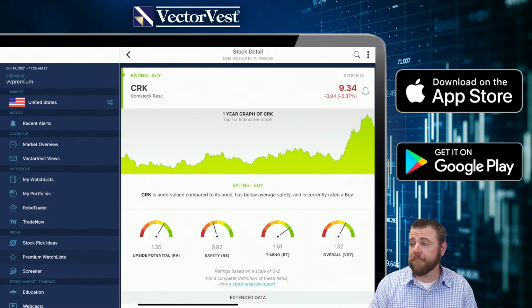CRK has great long-term potential, but a lot of risk associated with it. No surprise there, more of an aggressive play. You're in a really strong short-term uptrend, so overall the stock is definitely favorable.